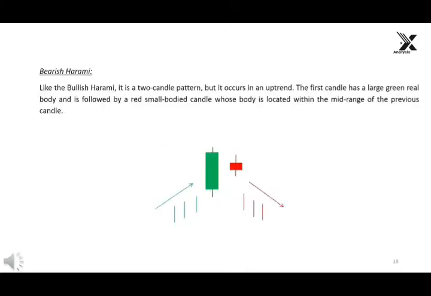Bearish harami. Like the bullish harami, it is a two-candle pattern, but it occurs in an uptrend. The first candle has a large green real body, and is followed by a red small-bodied candle, whose body is located within the mid-range of the previous candle.